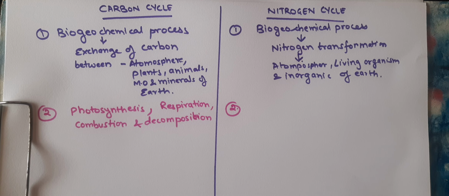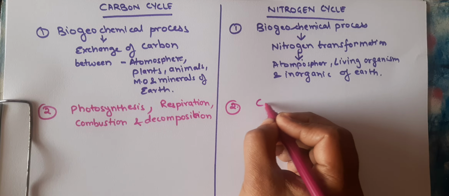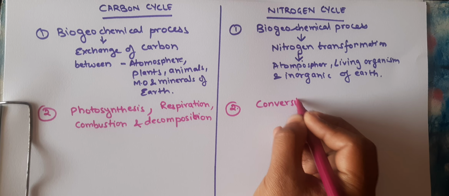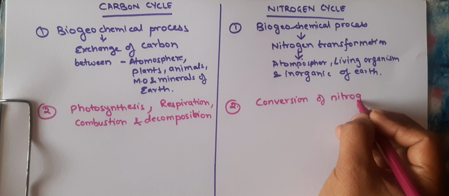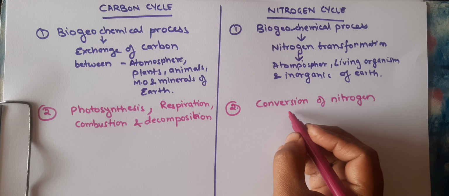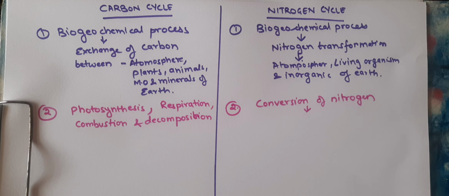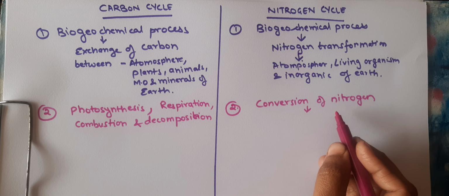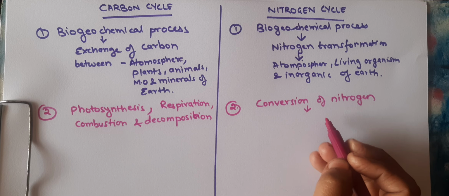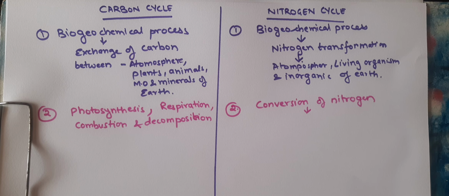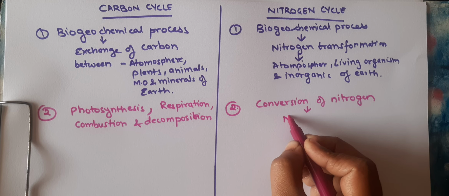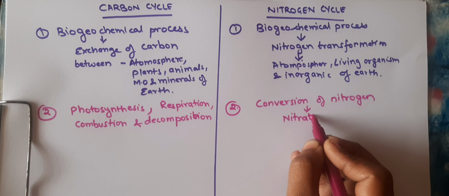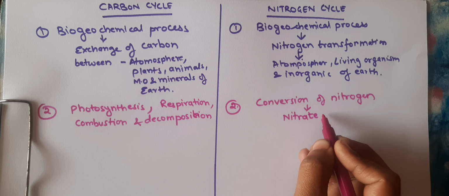And the nitrogen cycle involves the conversion of nitrogen, because the living things cannot directly take the nitrogen. So the nitrogen present in the air needs to be transformed in the air or in the soil. So the nitrogen cycle will convert nitrogen into the absorbable forms, that are the nitrates and ammonia.